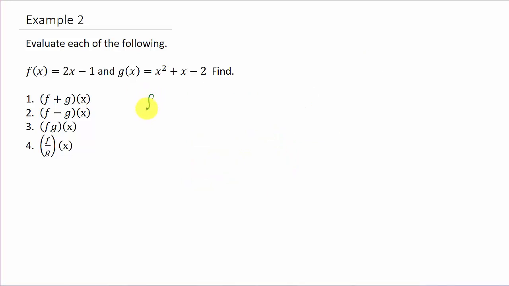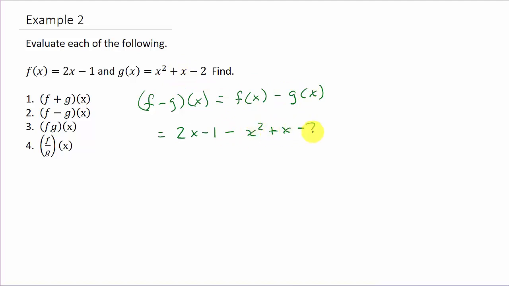Alright, so subtracting, I've got f minus g of x. Well, write it out. That's f of x minus g of x. Alright, so that equals f of x, which is 2x minus 1, minus g of x, which is x squared plus x minus 2. Alright, so think about this.